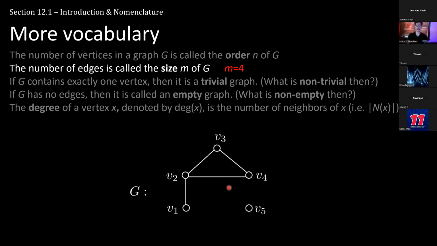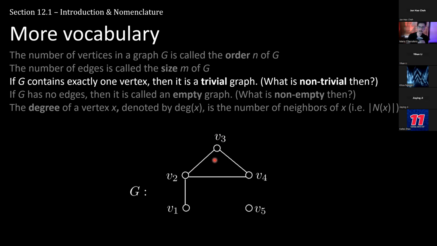The number of edges is called the size M of G. And in this case, we have 4 edges. So M equals 4. Now, if G contains exactly 1 vertex, then we call it a trivial graph. Non-trivial graph, what would it be? It would be a graph that has more than 1 vertex. If it has no vertices, then it's not a graph.